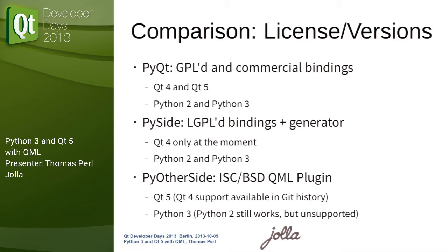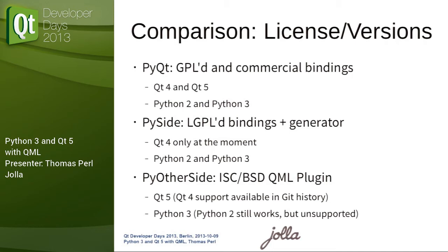It does support Qt 5. There is some Qt 4 support available in the Git history, but because you might not want to start a new project with Qt 4 and you probably haven't used PyOtherSide yet in your existing projects, I guess it's a good thing to already start with Qt 5. If you want to have the Qt 4 support, you can check it out from the Git history, but basically it's not something that I want to concentrate on. But if somebody wants to do it, they're free to do it.